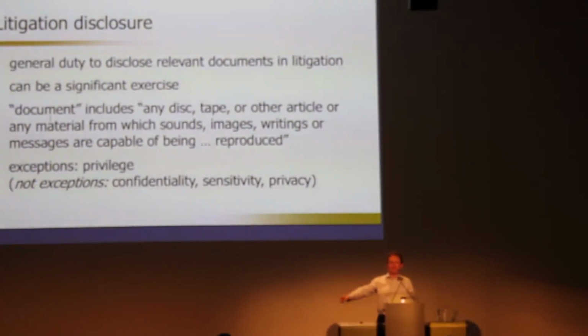It is possible to get disclosure orders against third parties, for example, whoever's running the email system. So you could get an order that Google, for example, disclose emails or documents on its systems that relate to your dispute, and Google would have to comply with that. And I'm going to talk about those issues a little bit later.